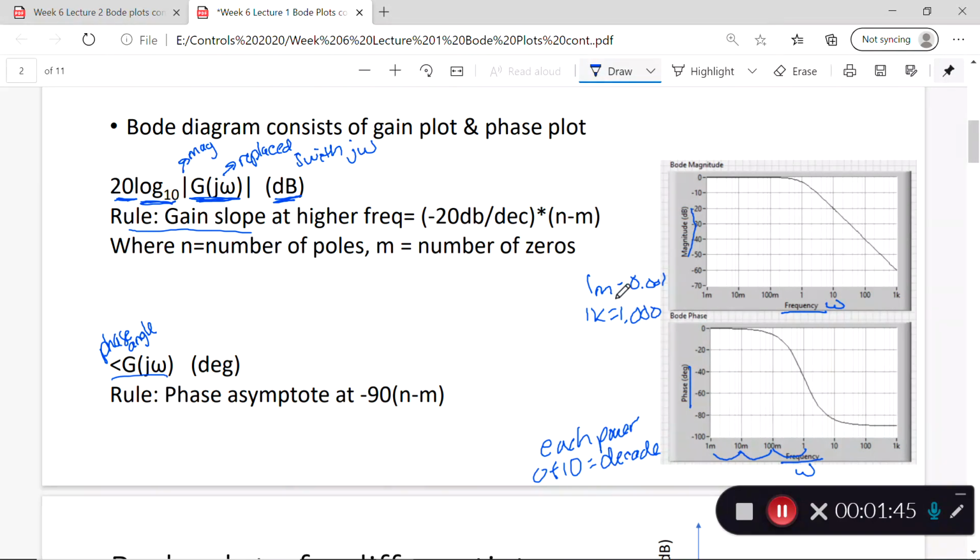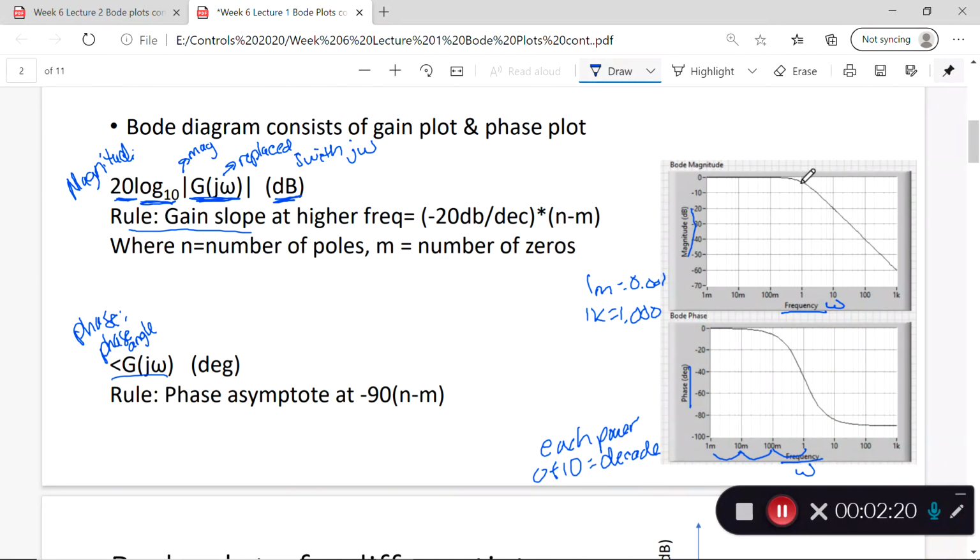We can analyze our Bode plots by some general rules. So in our magnitude plots, so this is magnitude, and this one was phase. Our magnitude plots have the rule that they will have a slope at higher frequencies that equals negative 20 decibels per decade times n minus m, where n is the number of poles from your system's transfer function and m is our number of zeros.